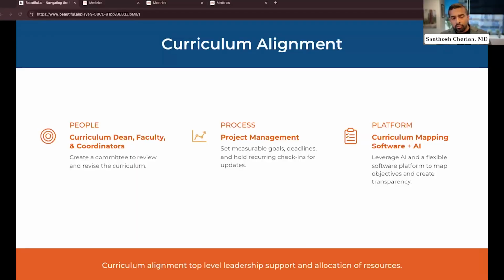And then once you have the people and the processes for realigning the curriculum in place, then you can use a tool like Metrics or some other software curriculum mapping tool, and these days, AI, to help align that curriculum with the new competencies that you have selected. Right. And this requires top-level leadership support and allocation of resources to make sure this happens.